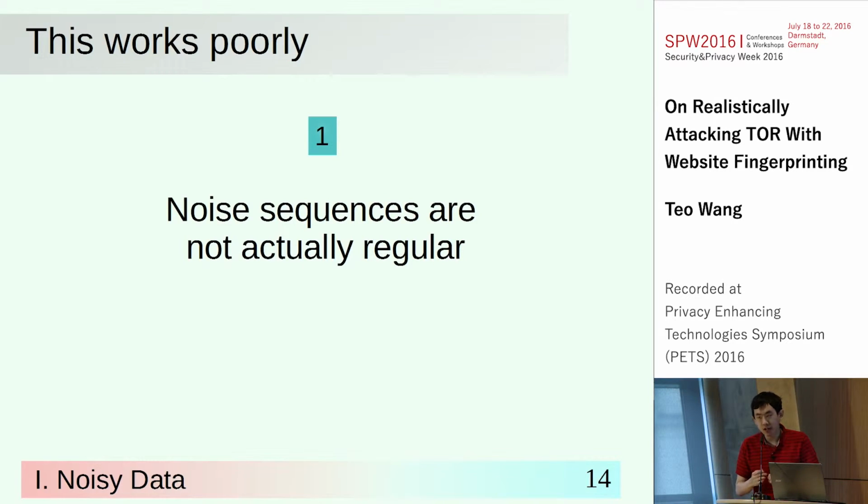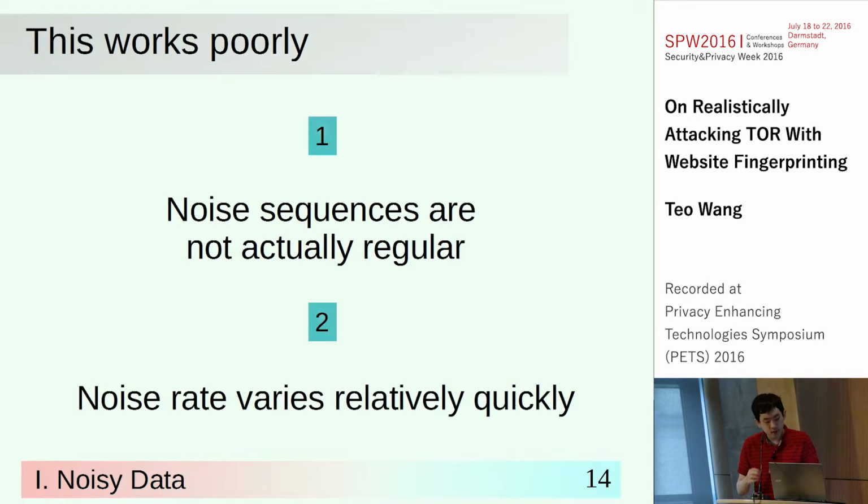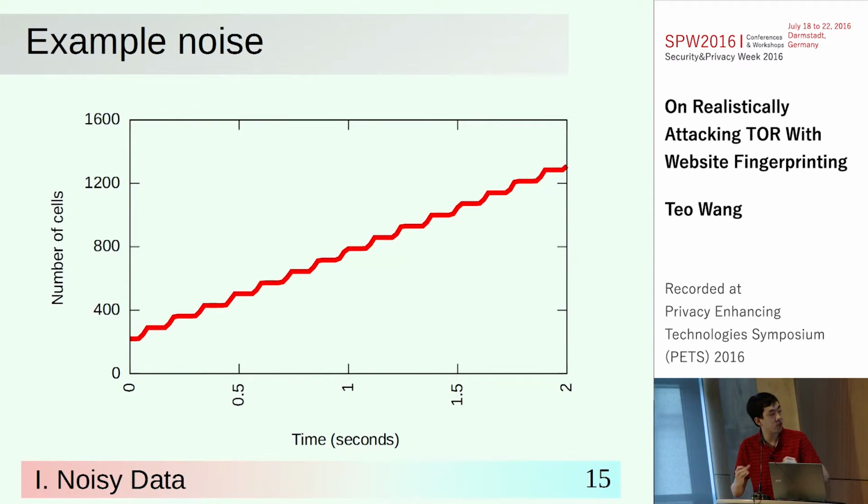Noise sequences are not actually really regular. You notice that when we're trying to guess noise, all we can really do is to try to guess something regular. But noise sequences are not very regular, and they vary relatively quickly. There's a lot of variance in how the noise rate is going to work. So that's not good. And to top it off, noise can sometimes look like this. This is noise. This is the number of packets loaded per second over a period of time for loading music. Noise can look very non-standard, so trying to remove a certain number of cells per second is just not going to work very well.